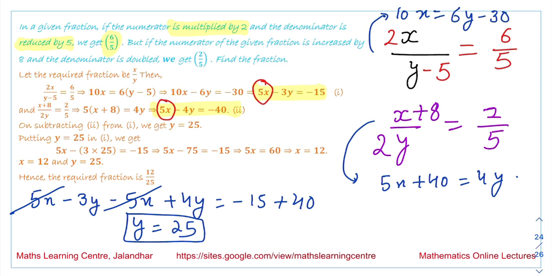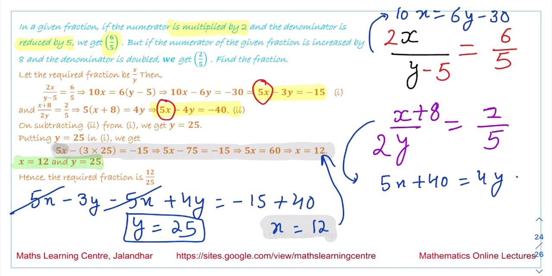the value of y we will get is equal to 25. Now putting this value of y in equation 1, we get that the value of x is 12. These calculations are shown over here, that if we put this value of y is equal to 25, we will get the value of x is equal to 12. So the final answer is x is equal to 12 and y is equal to 25. So the fraction we have is 12 over 25. This is the required fraction.